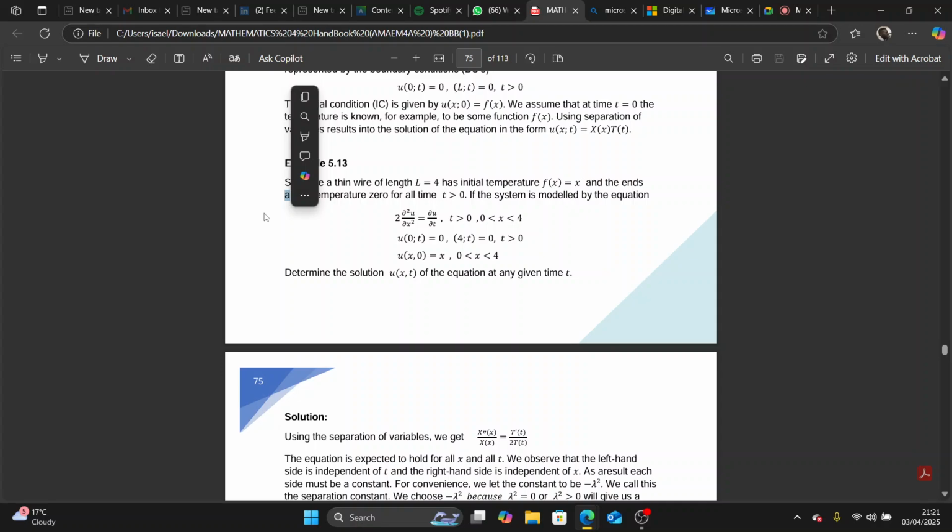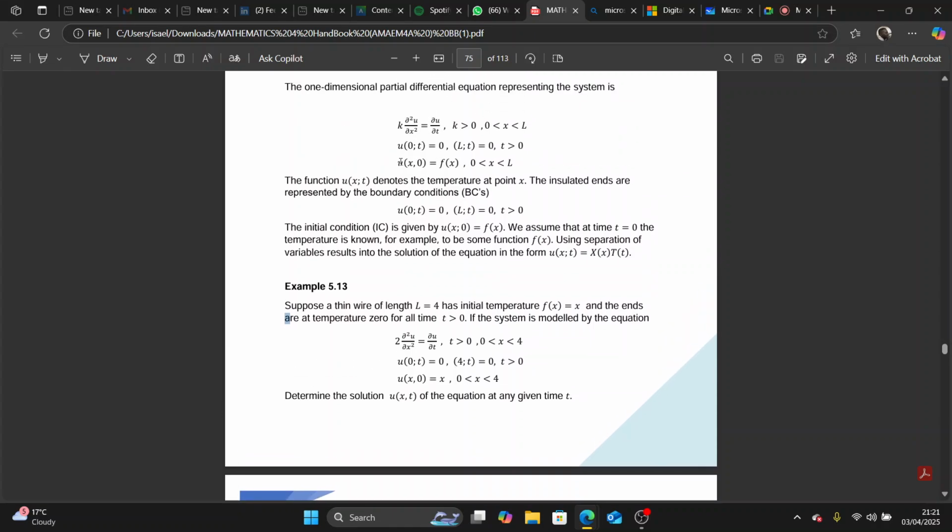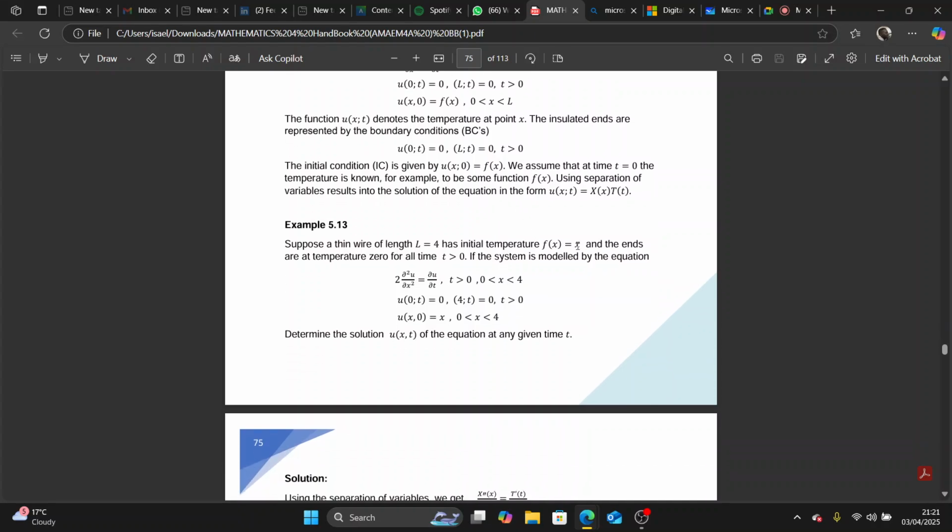Alright, they said, suppose a thin wire of length L has initial temperature f of x equal to x. Remember, they said this third condition here should be equal to what? F of x. So the nature of f of x they told you is what? X. And it is even going to be given under the condition here.